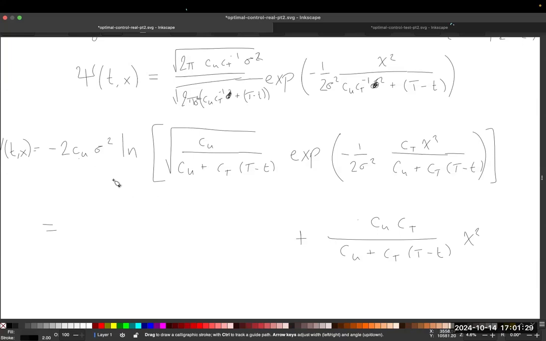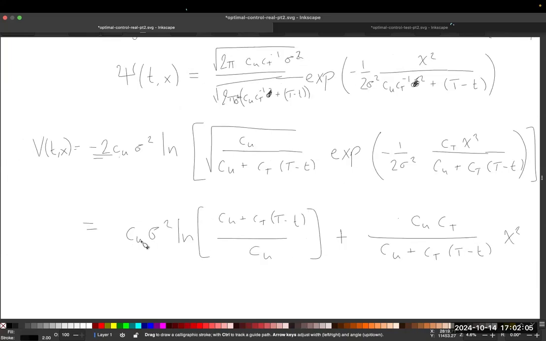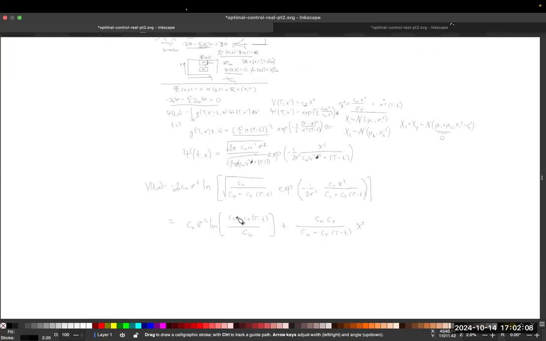The way we're going to treat that is we have this property that we can take this factor out in front, and that's going to be an exponential of the argument, or a power of the argument of the logarithm. So that leaves us with CU sigma squared. Natural log, the power of 2 is going to cancel out the square root. The negative is going to invert this argument. And we're left with CU plus CT over T minus little t over CU. So that is what we claim our VTX is, and let's just see.